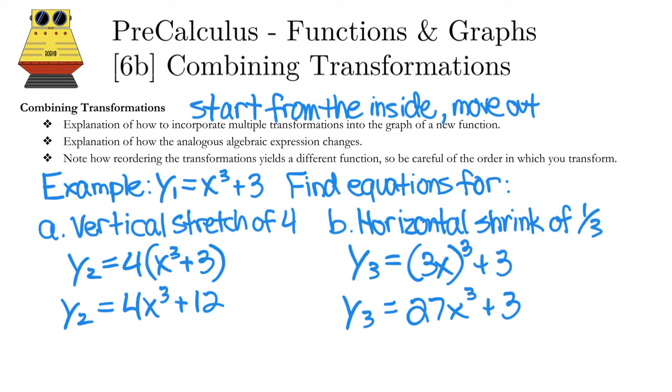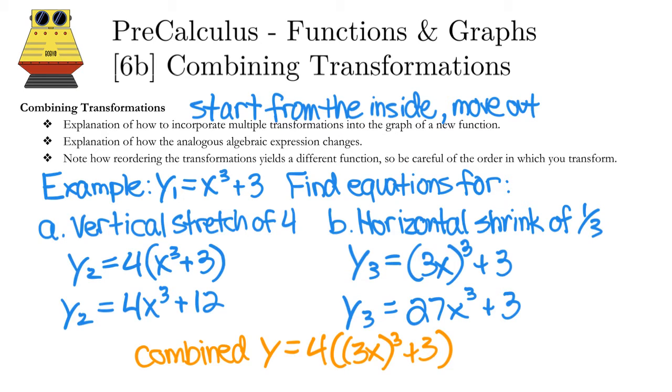Now let's circle back to the whole idea of transformations in order. I want you to see that in this second part, when we did a horizontal shrink, that 3 is close to the x. But in the first part, that 4 is on the outside of the function. So if these were combined, that horizontal shrink would actually happen first because the 3 is closer to the x. And if we did combine these transformations, the vertical stretch and the horizontal shrink, the new formula for the function would be 4 times ((3x)^3 plus 3).